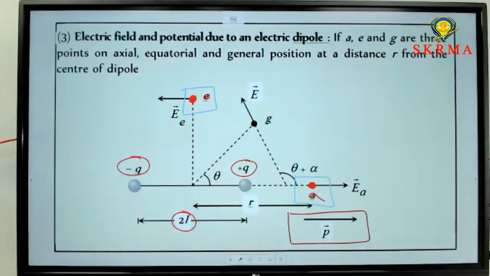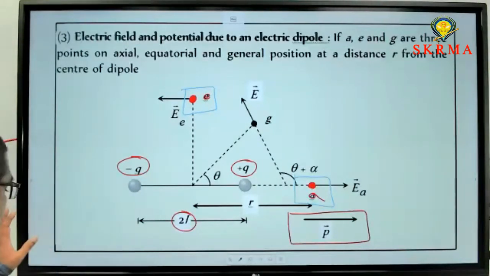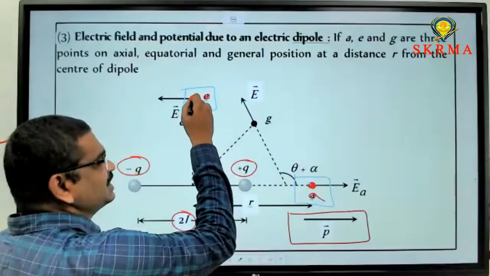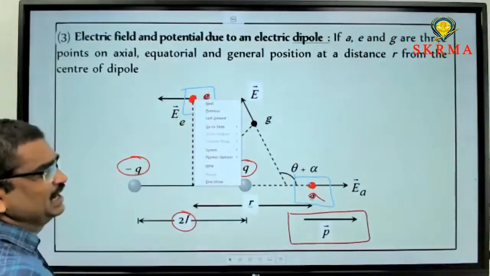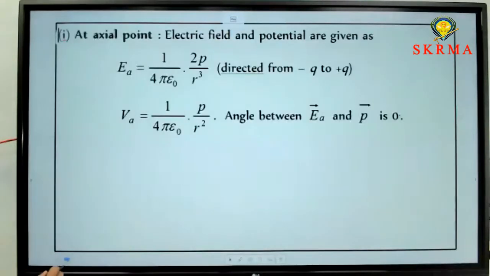So here derivation I am not discussing directly. I am just going to the formula only. So here 2 points are there. This point is on axial line. This point is on equatorial line or perpendicular bisector. Now, just go through the formula.